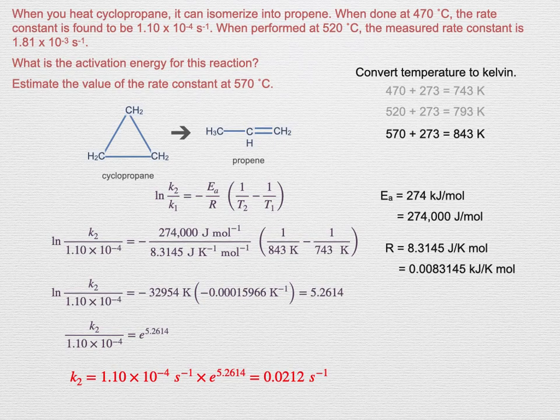Take a look back at the original data. Does this make sense? Well, it's 50 Kelvin hotter than the k2, which was evaluated to be 1.81 times 10 to the minus 3 per second. And that value was a little more than 10 times higher than the value for k1, which was 50 Kelvin cooler. This value of 2.12 times 10 to the minus 2 per second is a bit more than 10 times greater again. That seems to make sense.